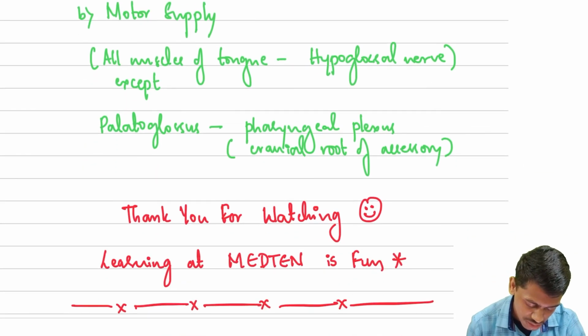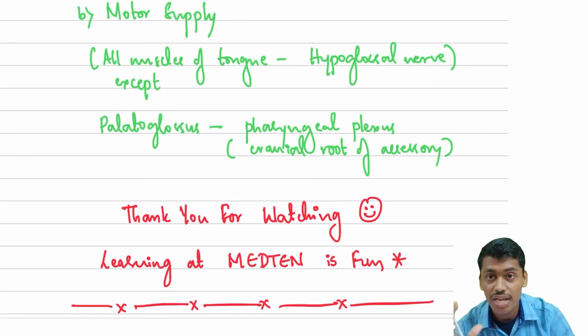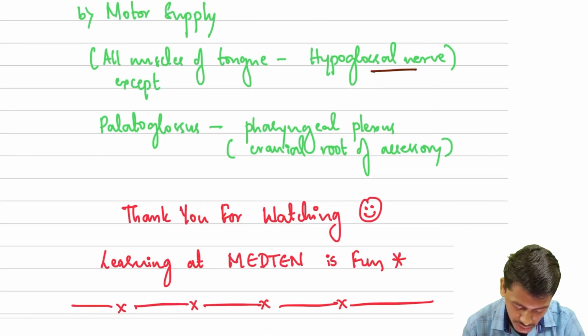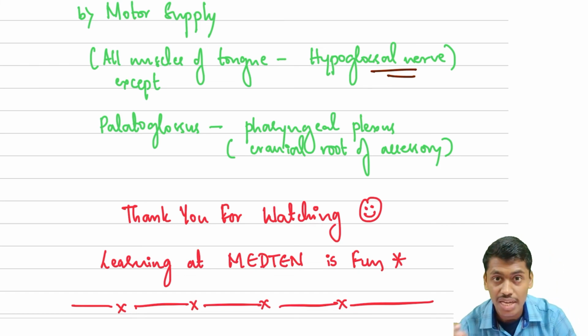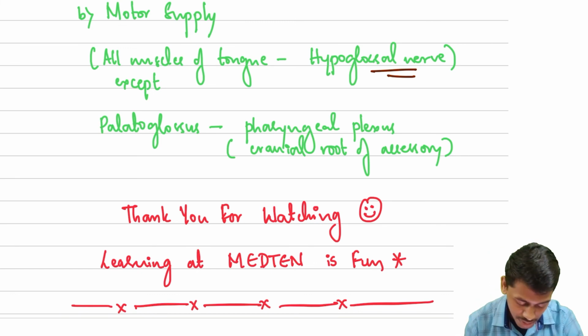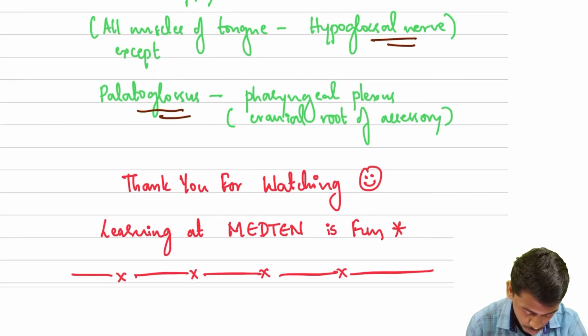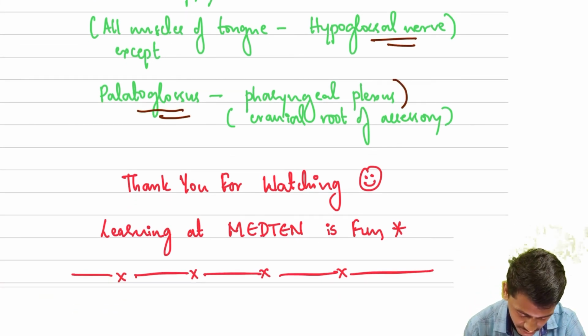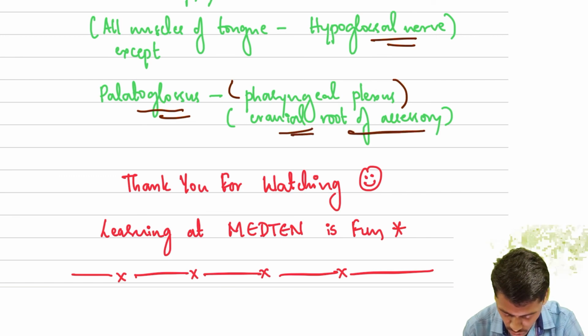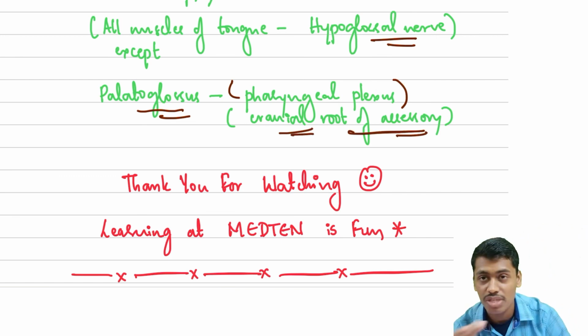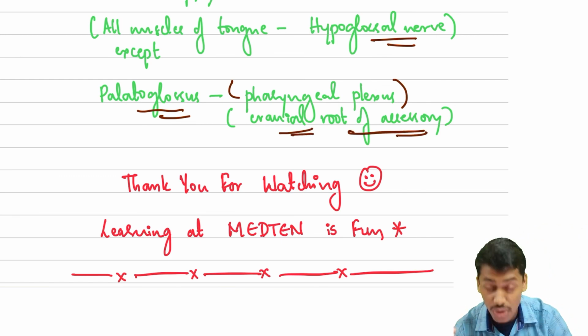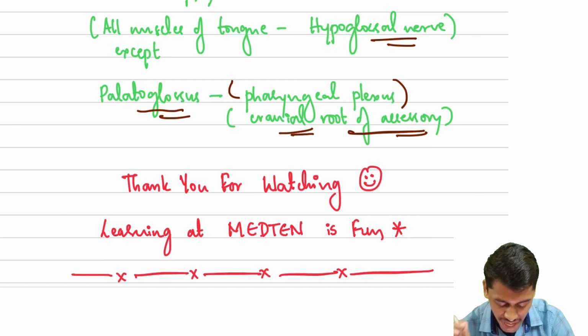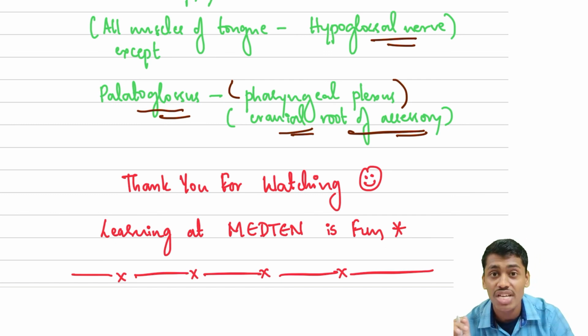Moving on to the motor supply. All the muscles of the tongue are supplied by the hypoglossal nerve. So this is the motor supply. All the muscles of the tongue are supplied by the hypoglossal nerve except palatoglossus. Palatoglossus is supplied from the pharyngeal plexus, which is from the cranial root of the accessory nerve. So all the muscles are supplied by the hypoglossal nerve except palatoglossus, which is supplied by the pharyngeal plexus, that is the cranial root of the accessory. So this is about the nerve supply of the tongue.